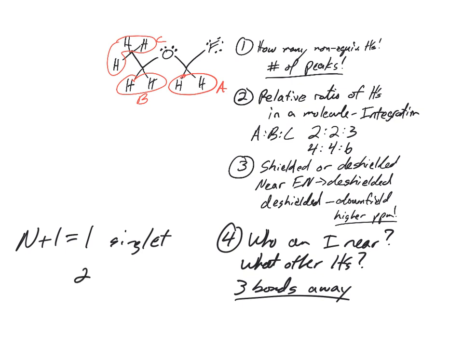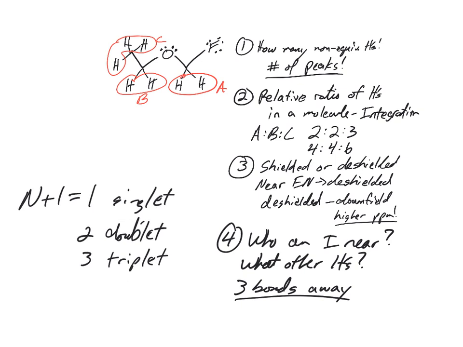If you have 1 nearest neighbor, it's a 2. We call that a doublet. 3, triplet. 4, quartet. Singlet, doublet, triplet, quartet. Now, let's look at B.